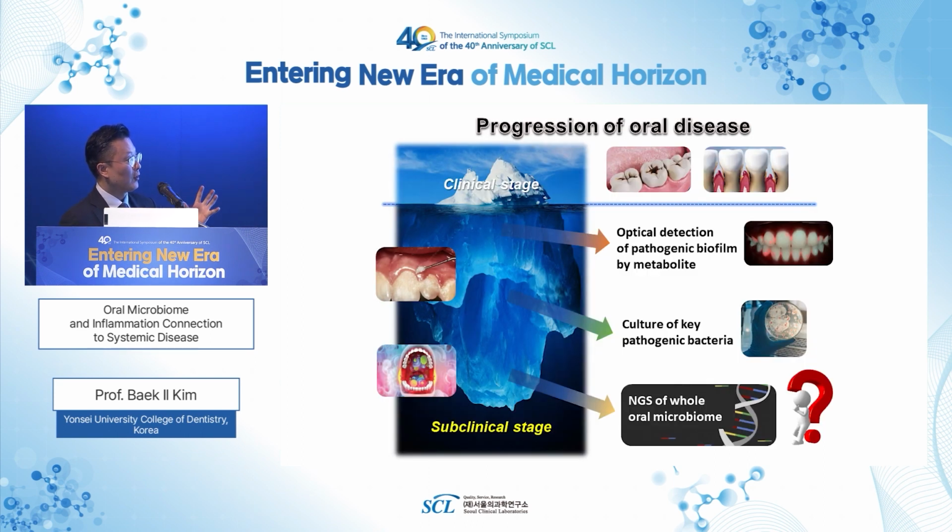I already mentioned that the oral disease iceberg has an upper part of the clinical stage and a lower part of the subclinical stages. Maybe our fluorescent technology is located in this part. But most microbiologists really focus on the detection and culture of key pathogenic bacteria. Nowadays, NGS technology is located at the most bottom part. But I want to apply the fluorescent technology to finding key pathogenic bacteria.